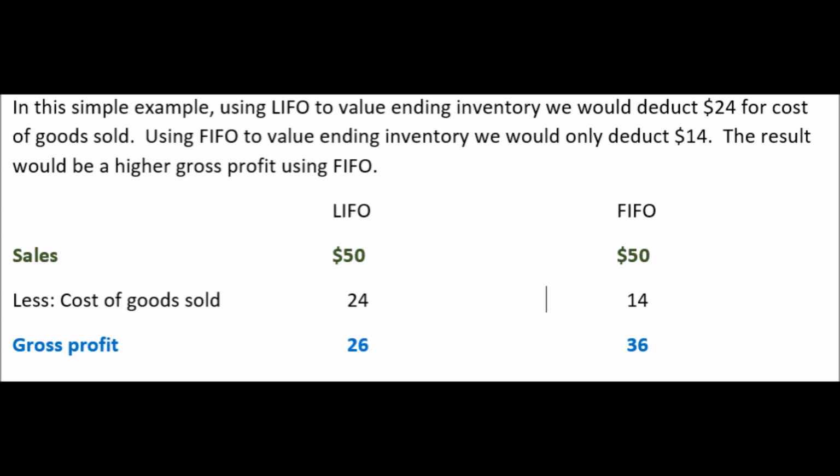This is a continuation of the same example. And here you see that if LIFO and FIFO affect the cost of goods sold, they will also have an effect on gross profit. Here, the LIFO method ended up with a smaller gross profit and therefore less tax.